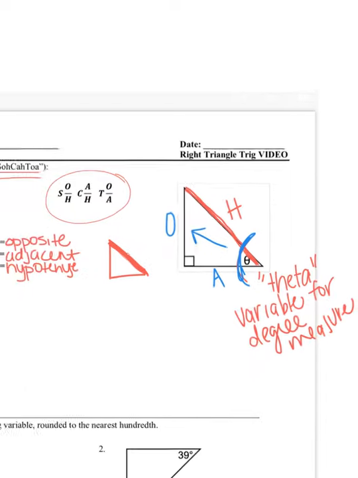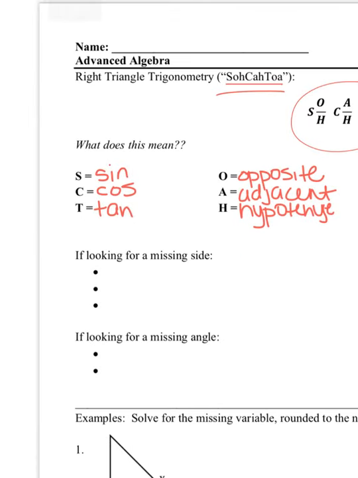Both A and H are adjacent to theta, but you have to be careful because only one of those is the hypotenuse. So what we're going to be doing today, we're going to use SOHCAHTOA in order to solve for missing sides and missing angles. In order to find a missing side, these are your steps. Your first step is going to be that you set up a proportion. That proportion will come from SOHCAHTOA. Next step, if you're looking for a side, you will cross multiply, and then you solve. Three steps: set up a proportion, cross multiply, and then solve.